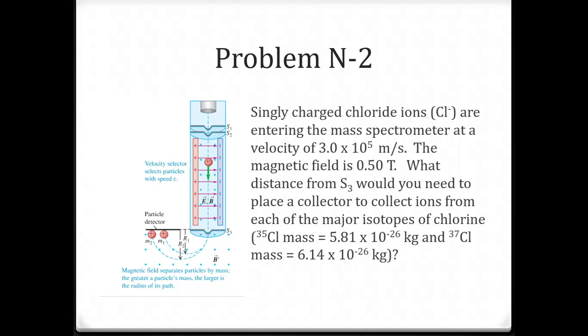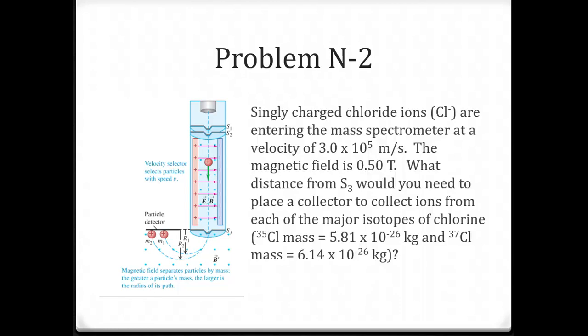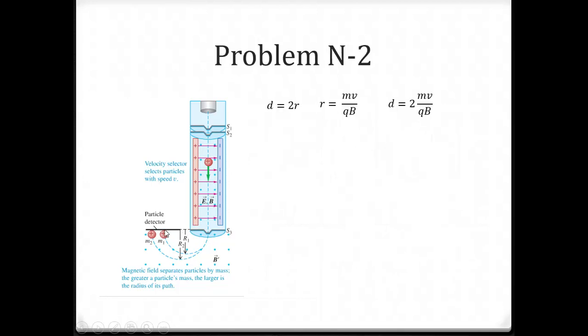So here we have chloride ions that are all singly charged, so Cl minus, entering the mass spectrometer at a velocity of 3 times 10 to the 5th meters per second, and the magnetic field is 0.5 teslas. What I want to know is what distance S3 I would need to place the collector to collect ions from each of the major isotopes of chlorine. We have chlorine 35 and chlorine 37, the two major isotopes, and I've given you the mass of each of those. It's worth pointing out that it wants to know the distance from S3, so from here. How far would I need to put the particles in there?